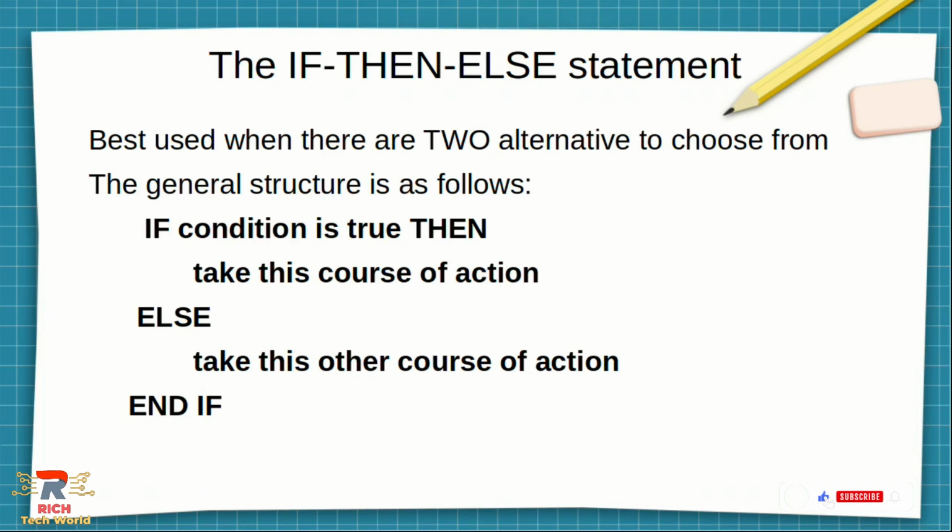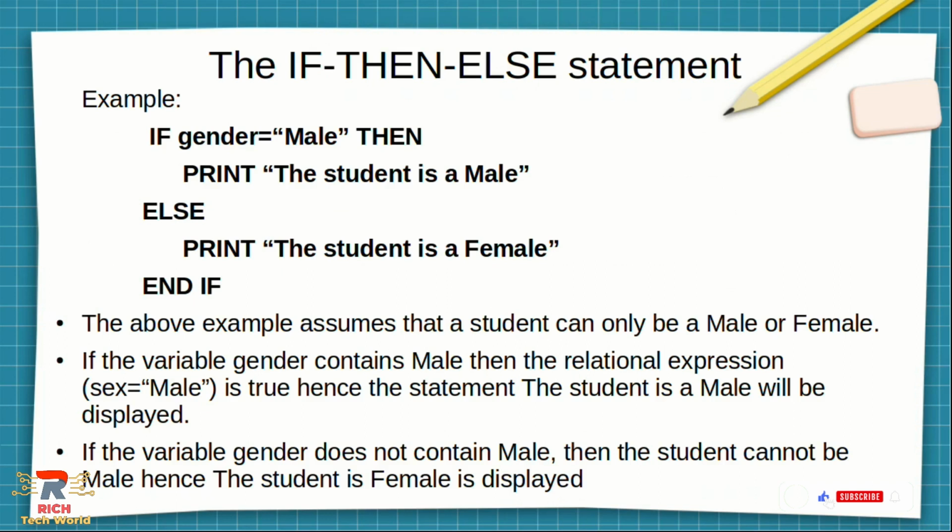Let's see the structure of the if then else statement. If the condition is true, then take the course of action. Else, you take the second course of action, or this other course of action. Let's take note of that, and after that we end the if. Let's explain that with an example. If gender equals male, then print the student is a male, else print the student is a female. So this actually makes sense.